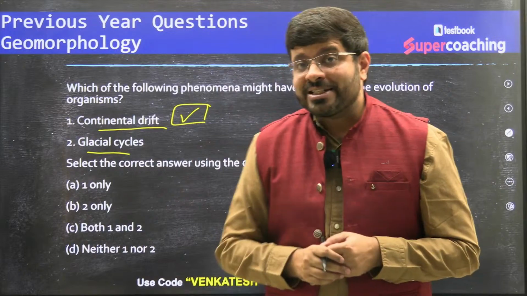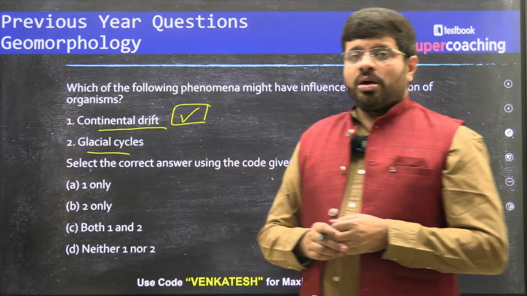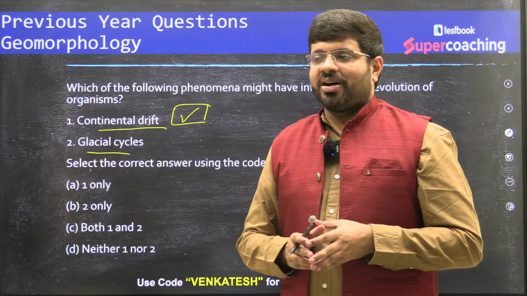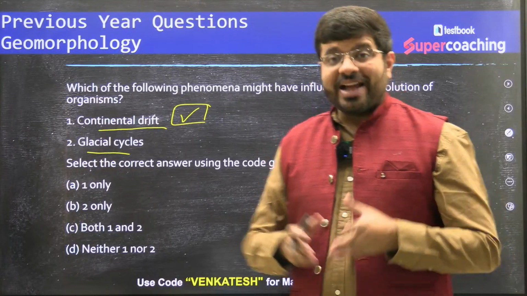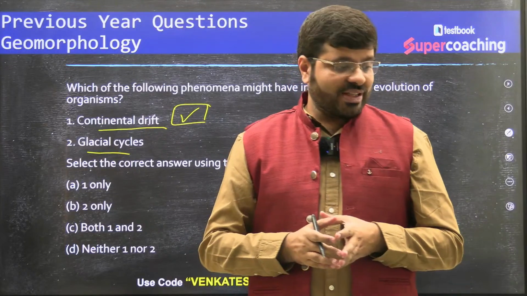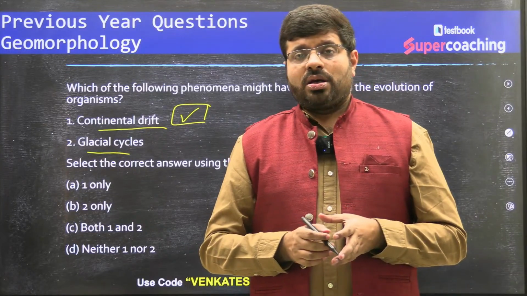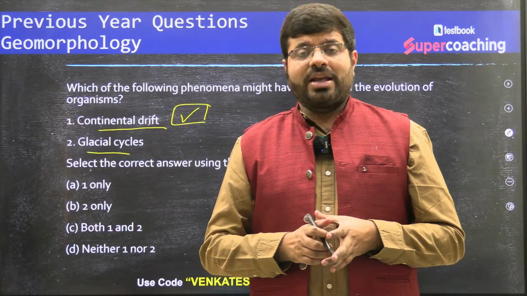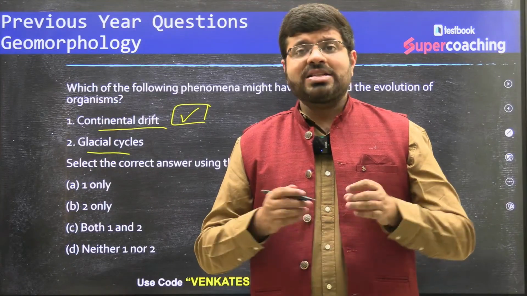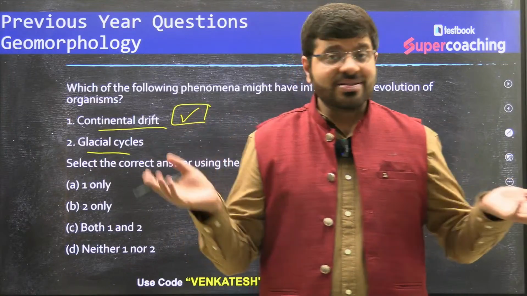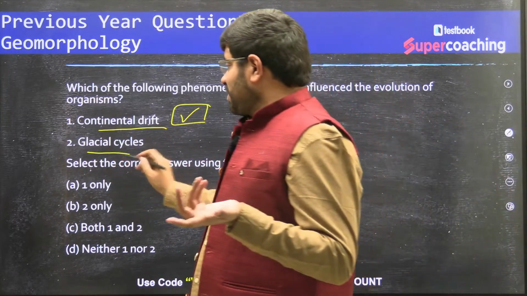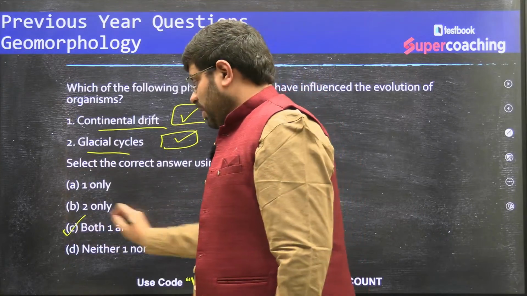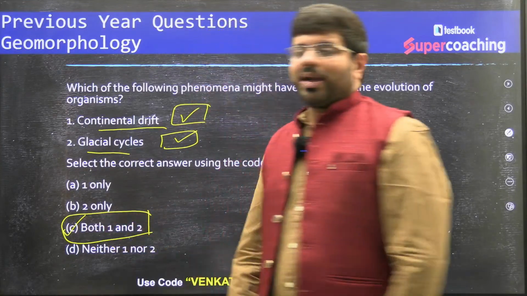What about the glacial cycles? You all have studied or heard about the Ice Age movie. You have seen that when the glaciers start melting, when there is a climate change, animals started migrating and they started evolving at different places. This is because of glacial cycles. So even that led to the evolution of organisms. Answer is both 1 and 2.